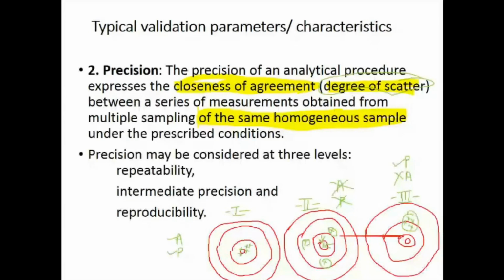Today, as per instructions, I will stop because it is 2:25. The types of precision and other parameters we will see in the next lecture.